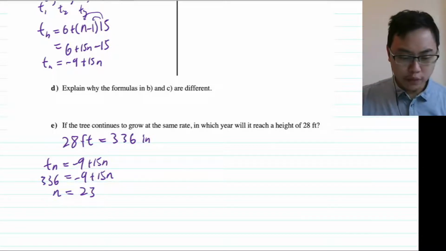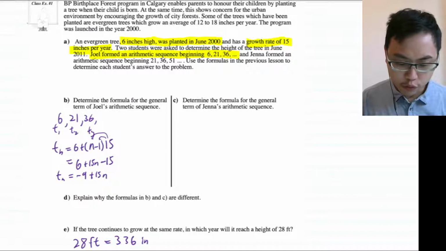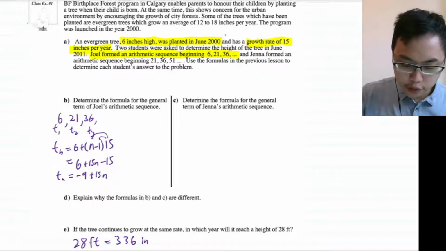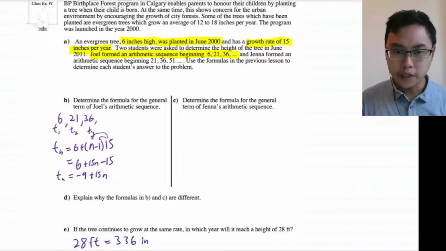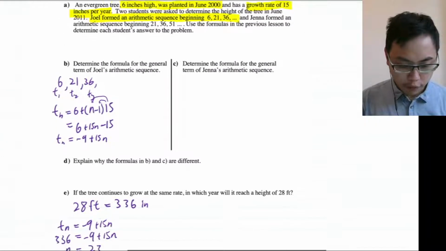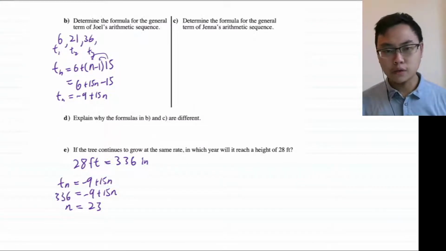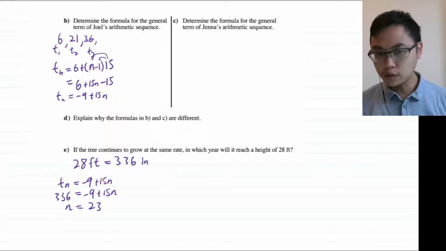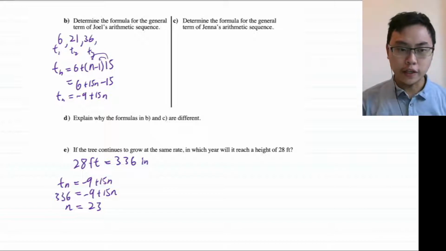Now let's go back to the beginning. At the beginning, in the year 2000, the tree was 6 inches high. And so, with the 23rd term, which year is that? Does that belong to year 2023, 2022, 2024? We'll have to figure that out carefully.